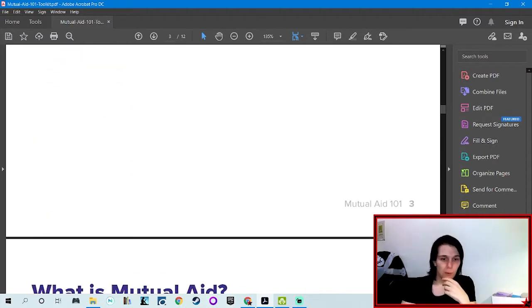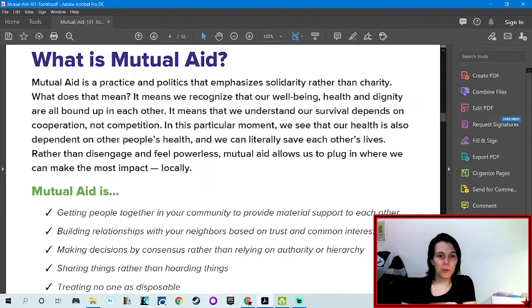So there's a small table of contents. What is mutual aid? And now it elaborates a little further. Mutual aid is a practice and politics that emphasizes solidarity rather than charity. What does that mean? It means we recognize that our well-being, our health, our dignity are all bound up in each other. It means that we understand our survival depends on cooperation, not competition. In this particular moment, we see that our health is also dependent on other people's health, and we can literally save each other's lives. Rather than disengage and feel powerless, mutual aid allows us to plug in where we can make the most impact locally.